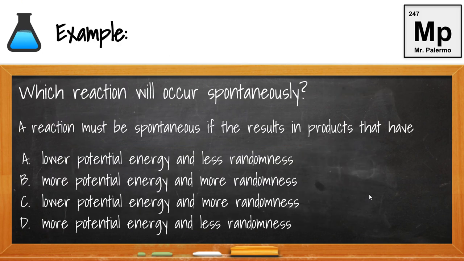A question you would see that incorporates this idea of spontaneity is: which reaction will occur spontaneously? We're looking for exothermic, giving off energy, and high entropy, lots of disorder or randomness. A reaction must be spontaneous if the products, what you end up with, have a lower potential energy, because we are exothermic, giving off energy, so we have less energy at the end, and high entropy, so more disorder or more randomness. So choice C: lower potential energy, more randomness.